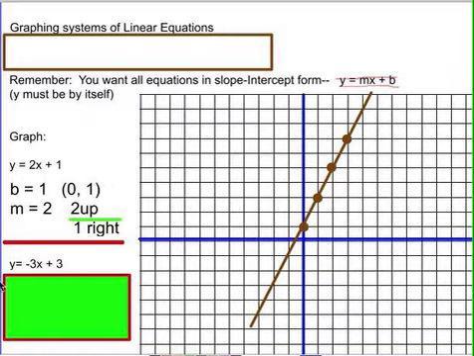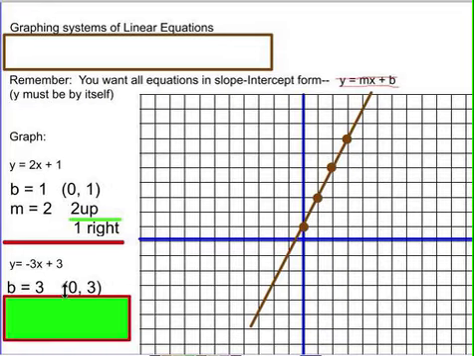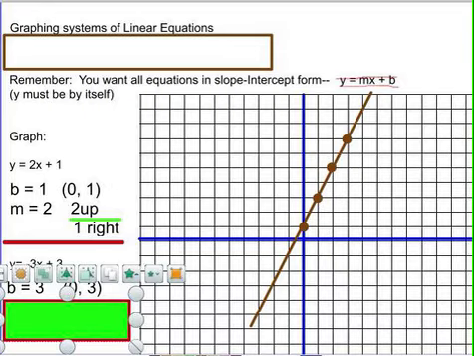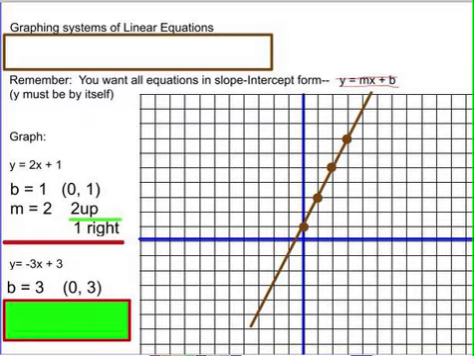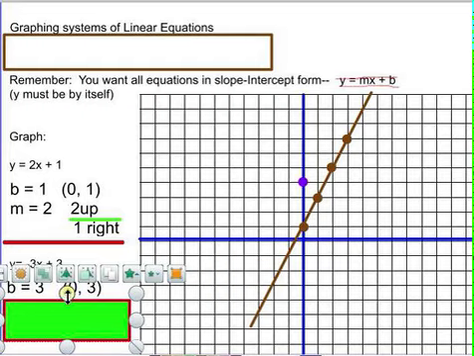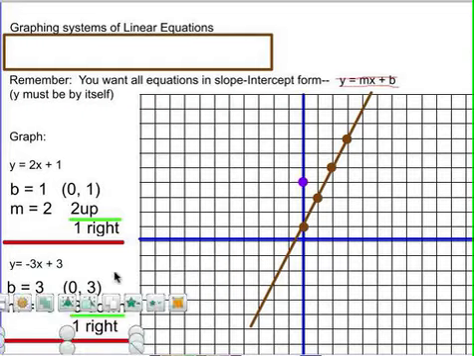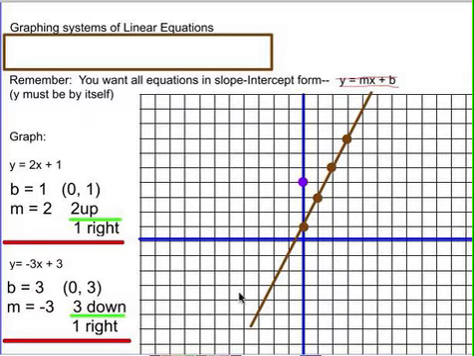For the second equation, y equals negative 3x plus 3. Again, y is already by itself. And since it is in slope-intercept form, we can begin with our y-intercept. The y-intercept is 3. So we're going to begin by placing a dot on 0, 3. Now we can use our slope. Our slope is negative 3. Since it's negative, that means we have to go down and to the right. So we go 3 down and 1 to the right from our y-intercept.